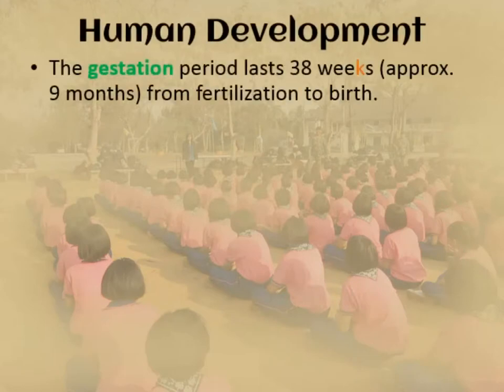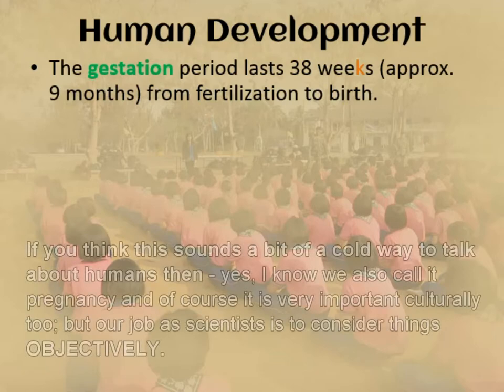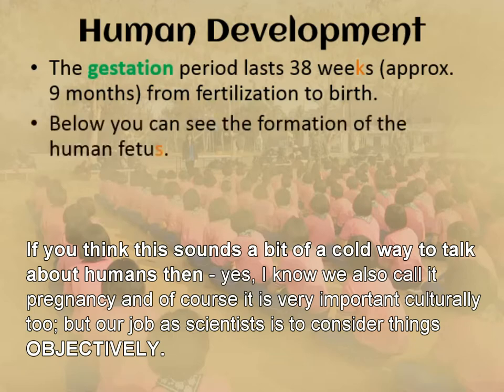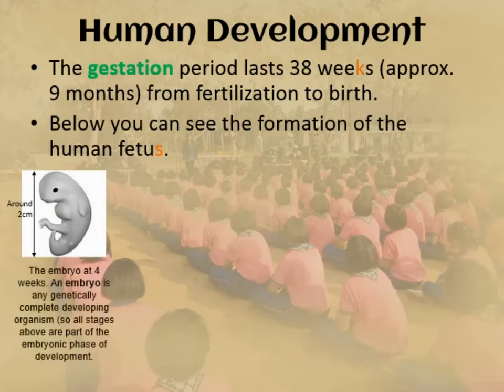So, the gestation period, and gestation period is what we call the time from fertilization to birth while an animal is still inside its mother, this lasts around 266 days in humans, which is otherwise called 9 months. And below you can see the formation of the fetus.